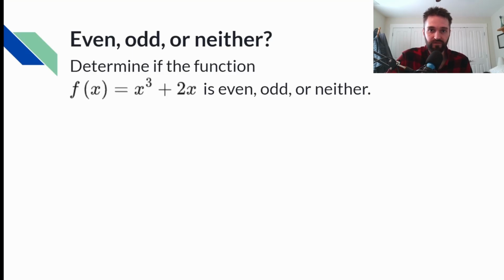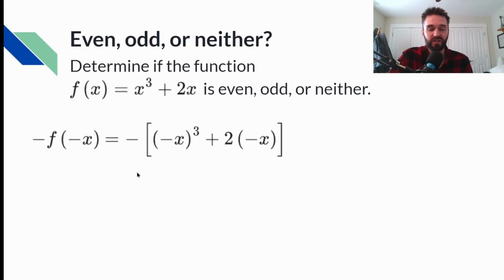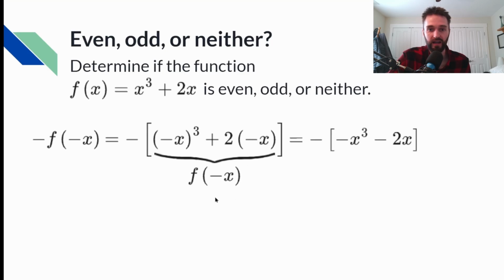Next, let's check to see if this function is odd. We're going to compute negative f of negative x to see what we get. We want to find out what that formula is. Once again, I want to take f of negative x and put it in the brackets and then slap a minus sign in front of the whole thing. But look at this. What's this expression in brackets? We already know what this is. We computed it on the previous screen. f of negative x is what we have in the brackets, and we already simplified that, and we found out that it's equal to -x cubed minus 2x.